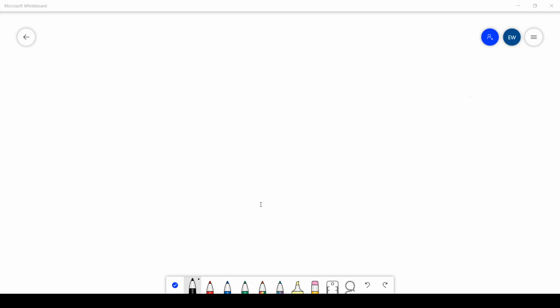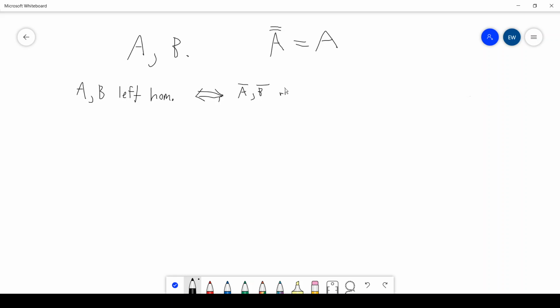All right. Now let's go with this result. So let's say we have two sets, A and B. First of all, you need to know that A double bar, in other words, the inverse of the inverse of A, is the same thing as just A. I think that makes sense. If you invert and invert, you get back to the same thing. But we have this interesting fact. Let's say A and B are left homometric. Then we know for certain that A bar, or A inverse, and B bar are right homometric.